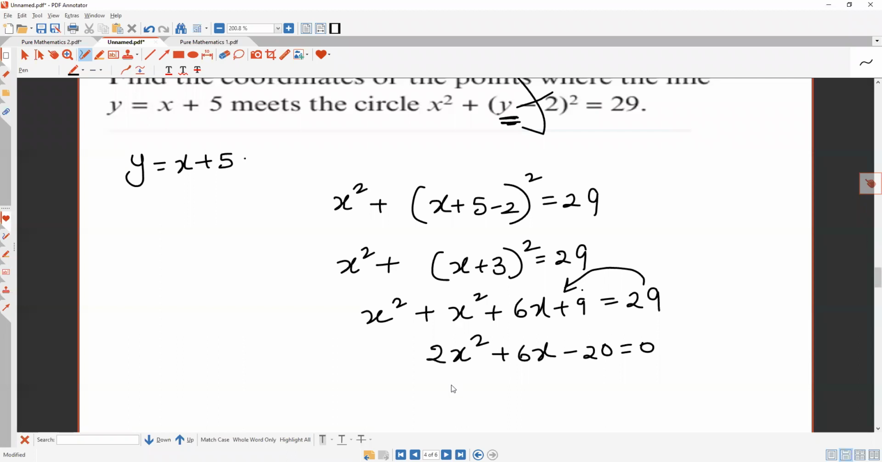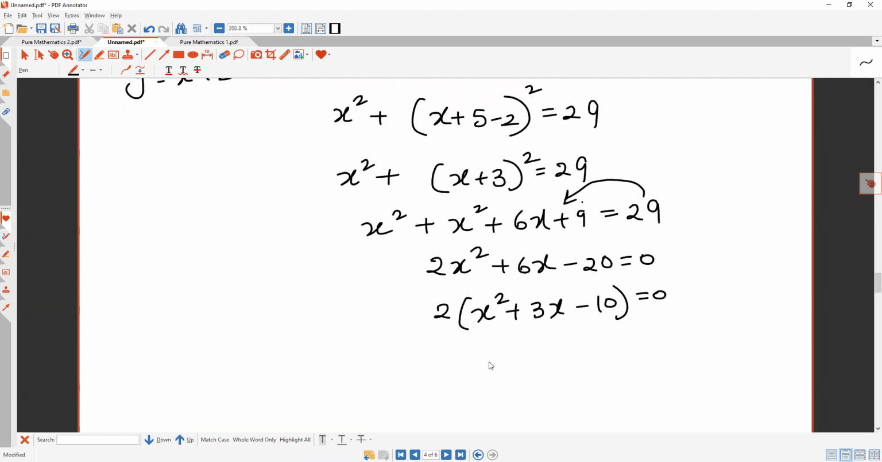Now you can take 2 common. If you take 2 common, x² + 3x − 10 = 0. Got it? So just put this in your calculator and check what value of x you are getting. If you want, you can do completing the square, or the product and sum rule, or x = (−b ± √(b² − 4ac)) / 2a. Any one of them, I don't mind which. It's a quadratic equation. What are the values of x? You are getting 2 and −5.